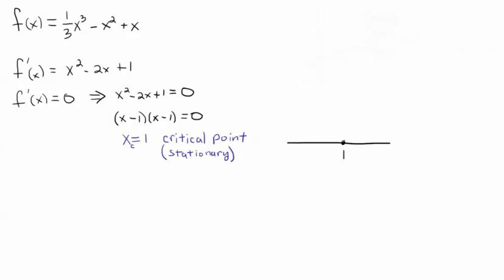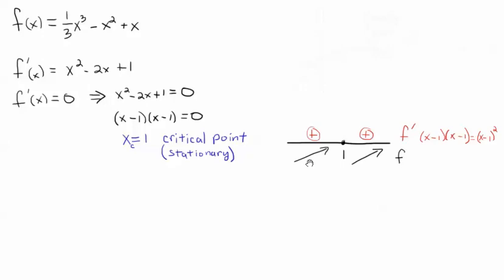Right, so x equals 1 is a critical point. Sometimes people call that a stationary point. Let's create a sign chart over here, and let's plot that point 1 on our sign chart, and then analyze the behavior of f prime and f. So we'll look at the sign of f prime, and then once we know if it's positive or negative, we'll know if f is increasing or decreasing.